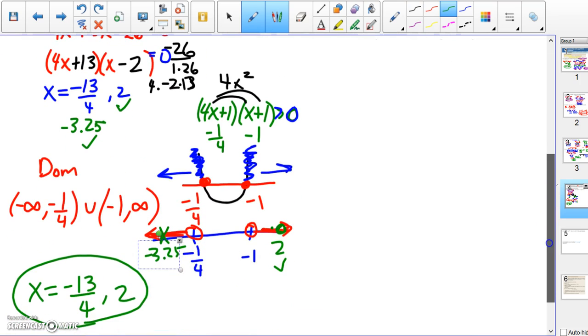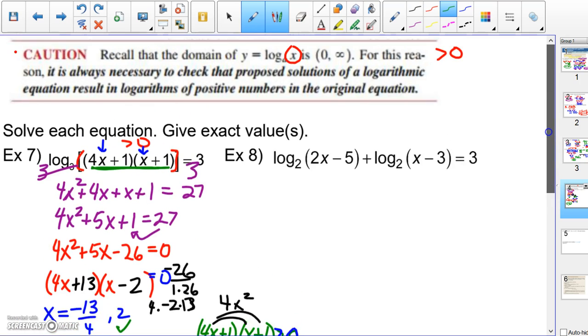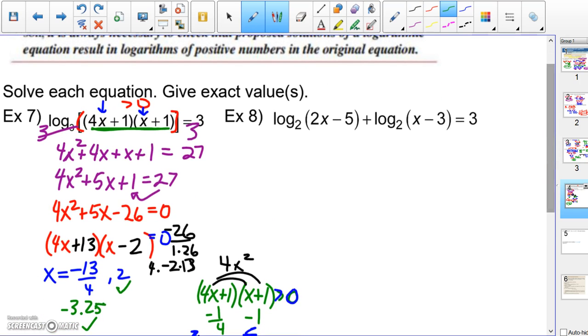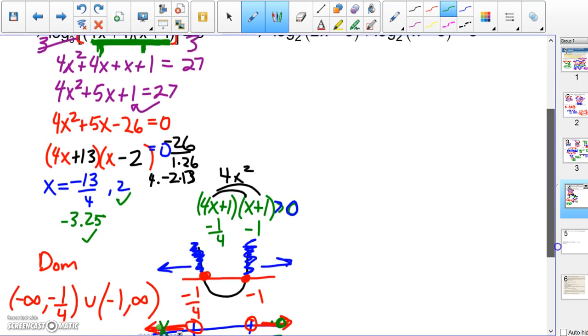Now again, if you don't understand what I just did there, the other way of doing it is taking those two numbers and plugging them into the problem. If you plug them in one at a time, plug in negative 13/4 in here, and you get something that's bigger than 0, it works. If you plug in 2 in here, and it's bigger than 0, it works as well. So maybe you'd rather do that.